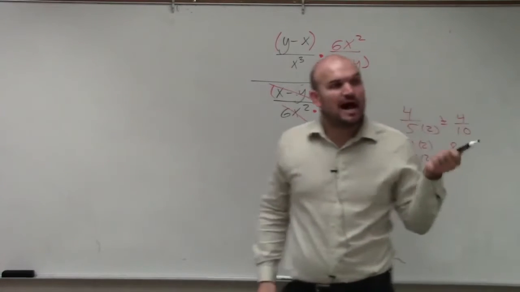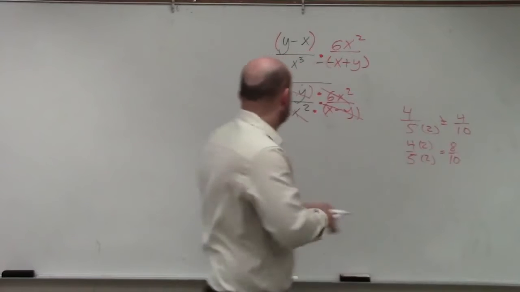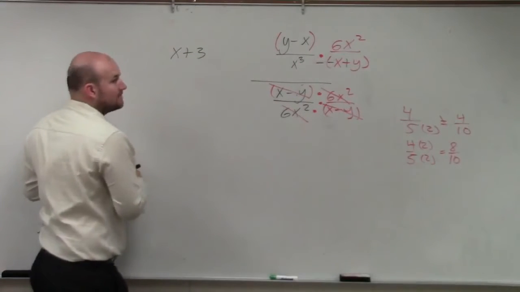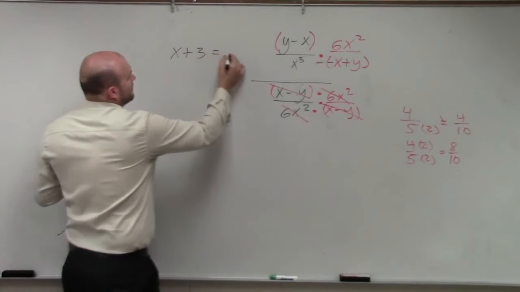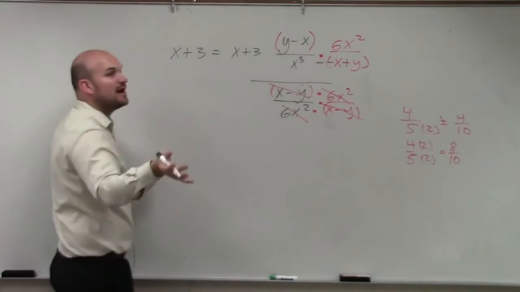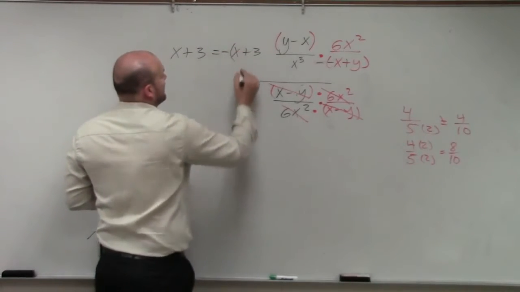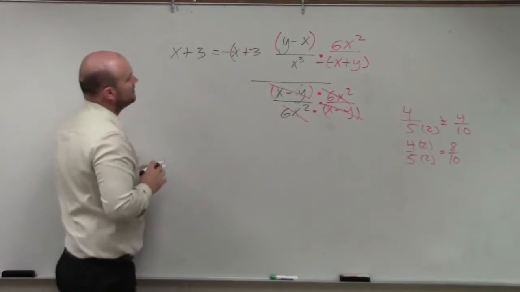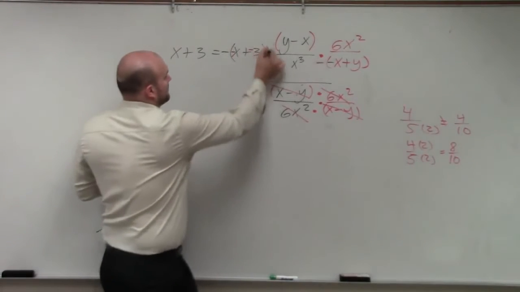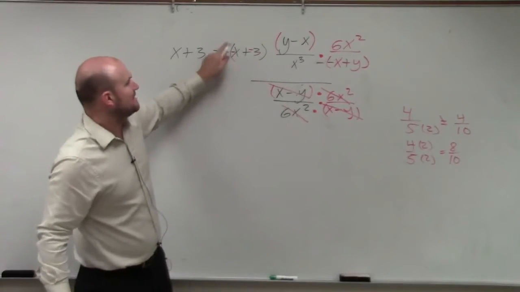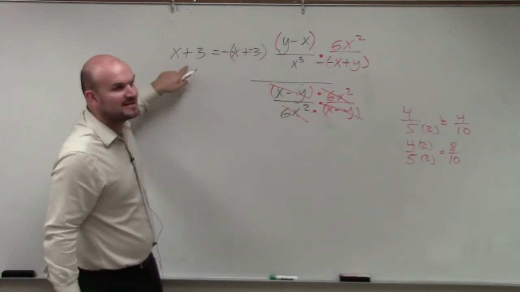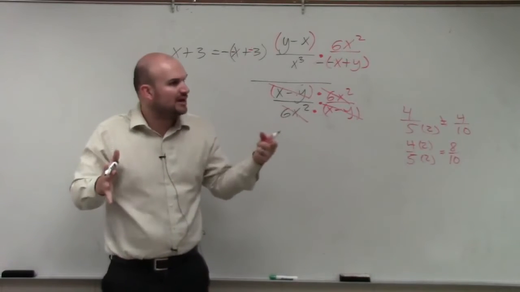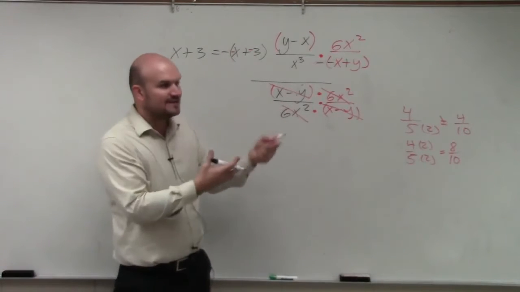I'm just factoring out. I'm not changing the value of anything. For instance, if I had the example x plus 3, and let's say I factor out a negative. When I factor out a negative, that makes that negative, and that makes that negative. Do you agree with me that negative times negative x and negative times negative 3 is the same thing as positive x plus 3? It's the same thing. So factoring is not changing the value. It's just rewriting it in a different format.